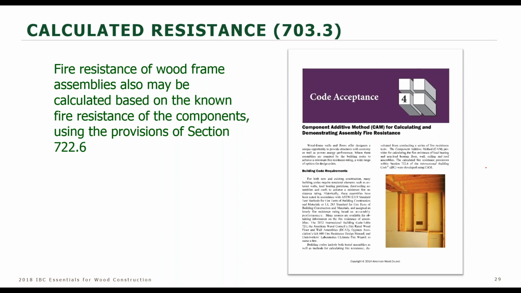Okay. Also, there's a well-known method, component additive method, for calculating, demonstrating assembly fire resistance. The calculated fire resistance for exposed wood members is mostly for elements such as heavy timber, but assemblies can also have an assumed fire resistance rating without individual testing of the assembly itself. The method is referenced in section 722.6 of the IBC, and this document, DCA 4, is the one that we point people to for the principles behind that method.